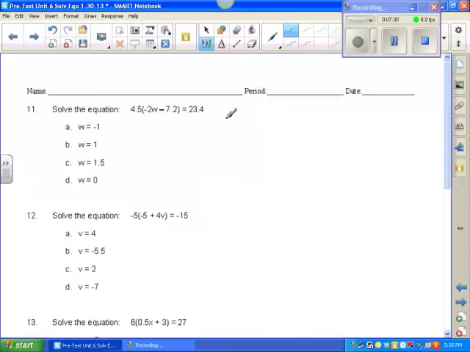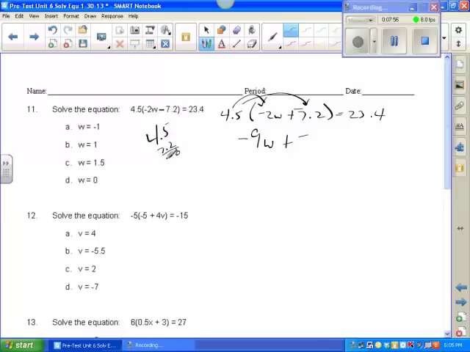Okay, number 11. So you have 4.5 times negative 2w minus 7.2 equals 23.4. So I'm going to do same change opposite. Okay, I'm going to multiply distributive properties. So 4.5 times negative 2 is actually going to give me a negative 9w plus 4.5 times negative 7.2 is going to be a negative, and I'll just do my math. There's 2 decimal places, so that's going to be negative 32.4 equals 23.4.